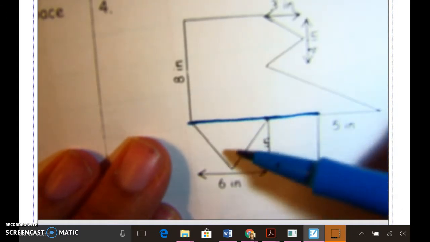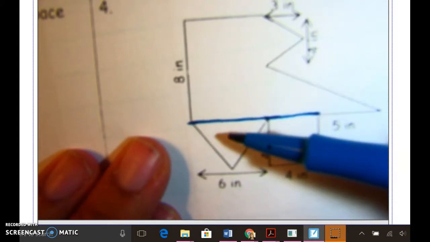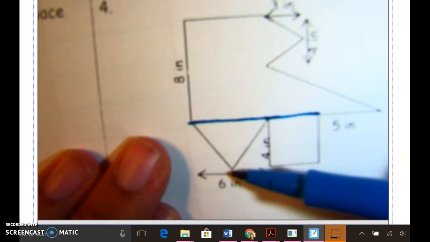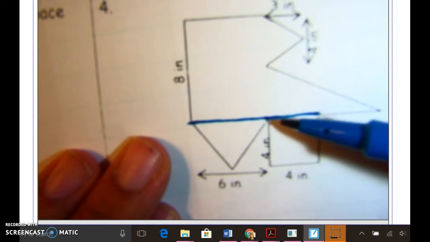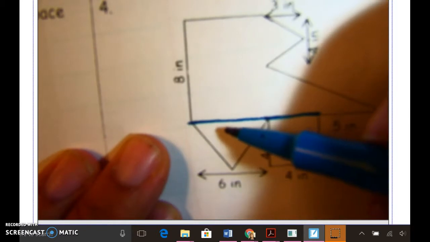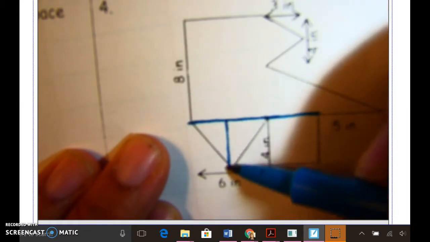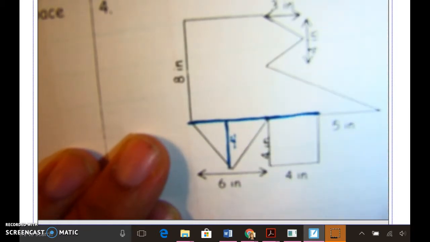You're going to have to find out this measurement and this measurement. Well, how long is this from this line to this end? It's the same as from this line here. So this is 4, so my height of my triangle is also going to be 4.